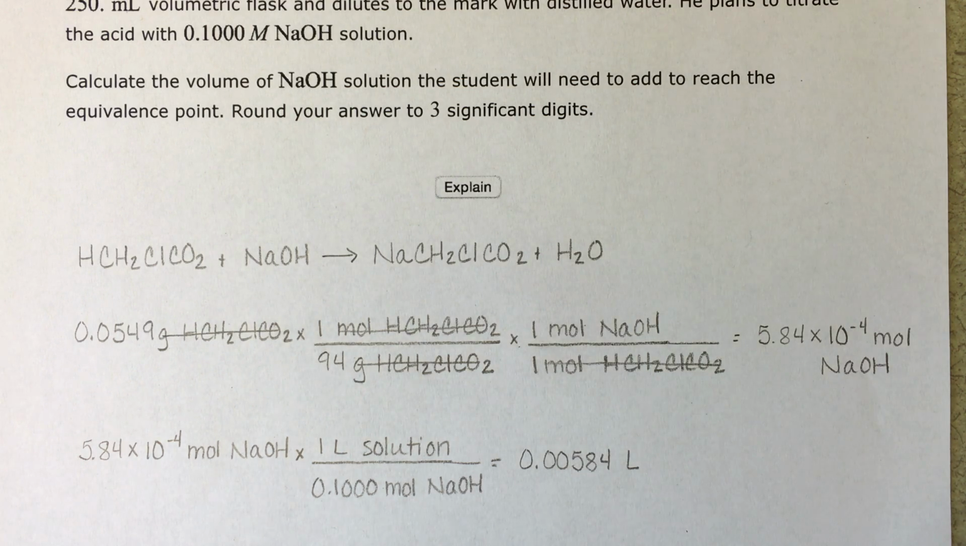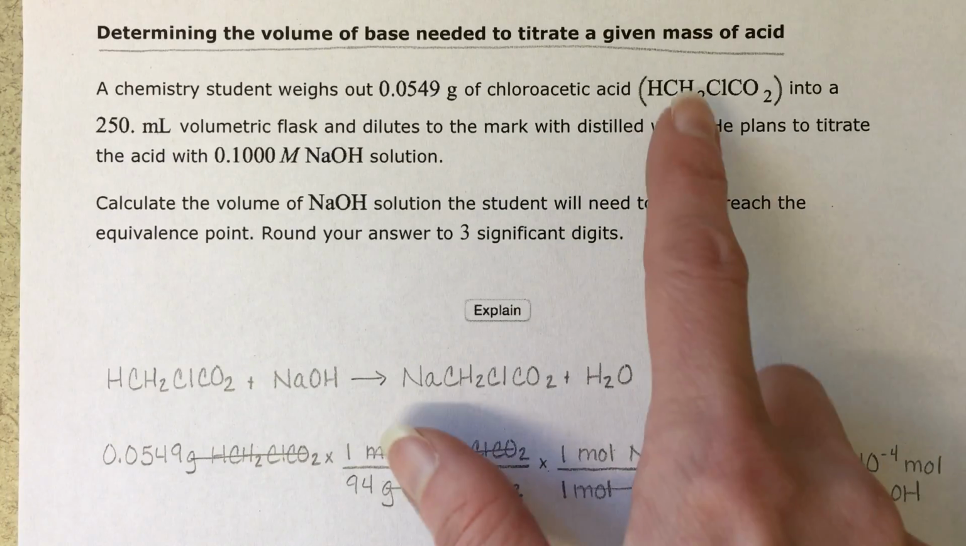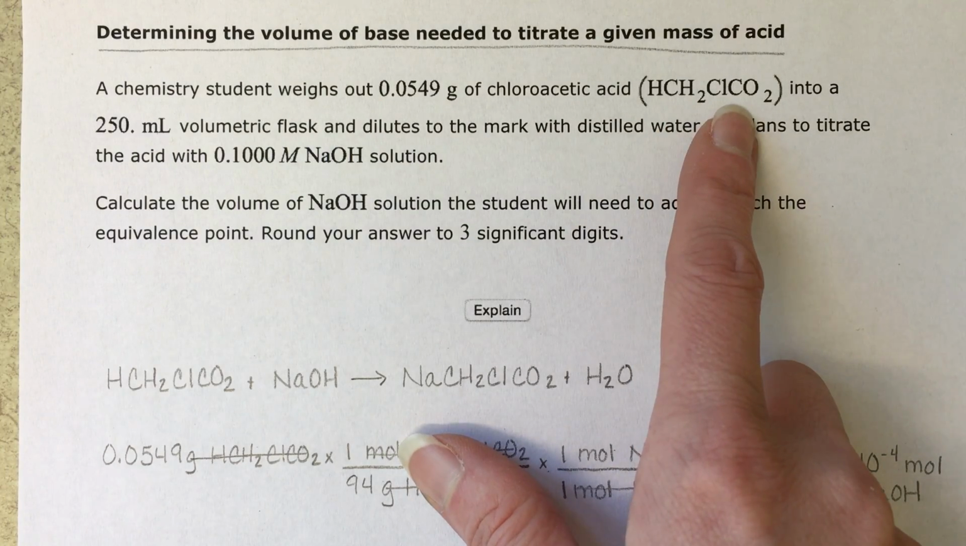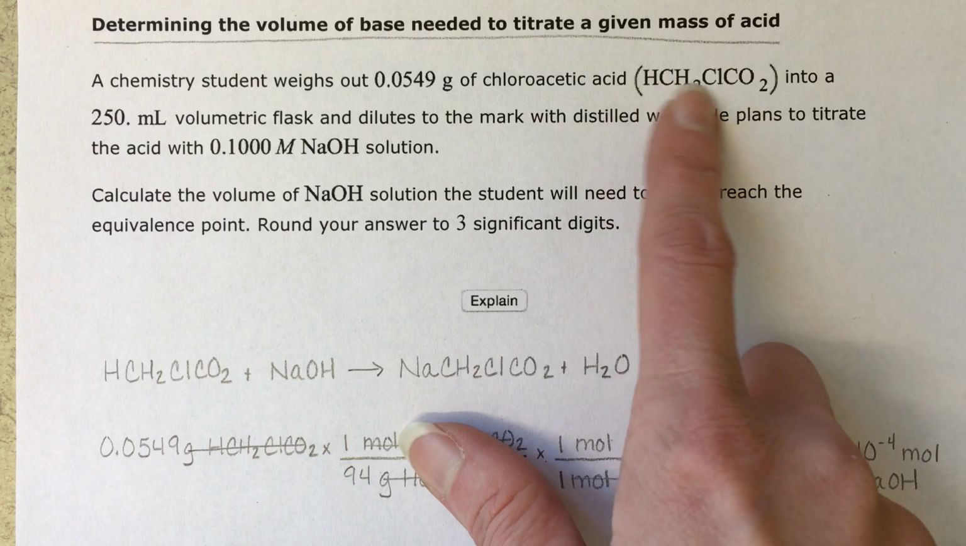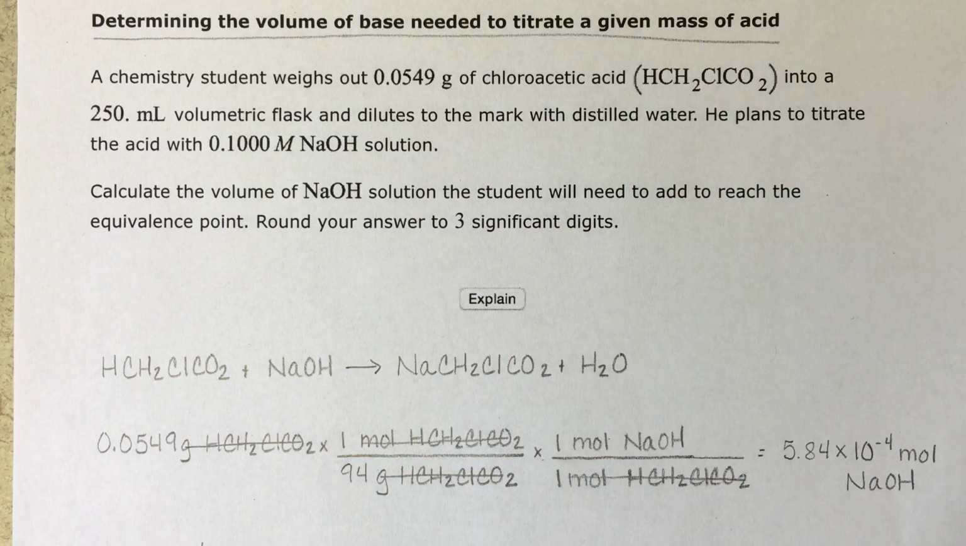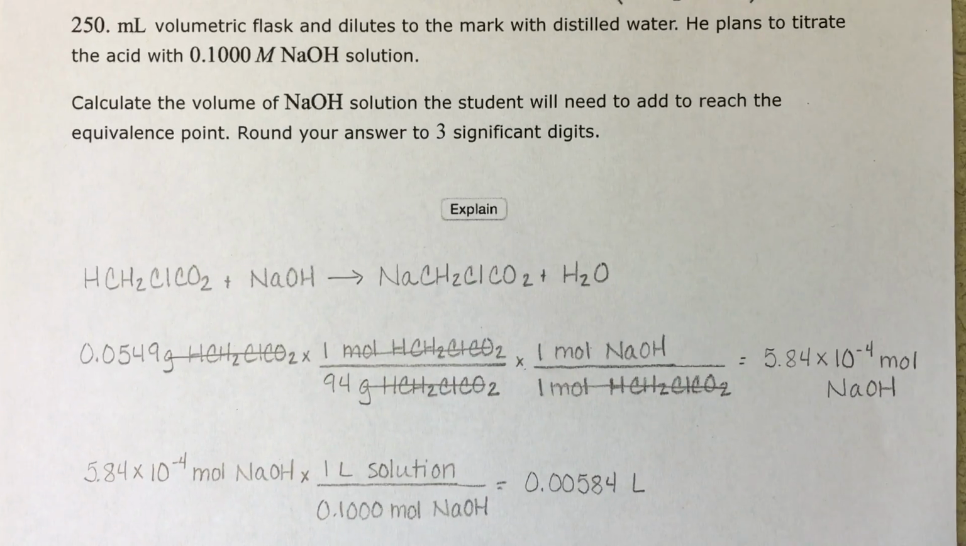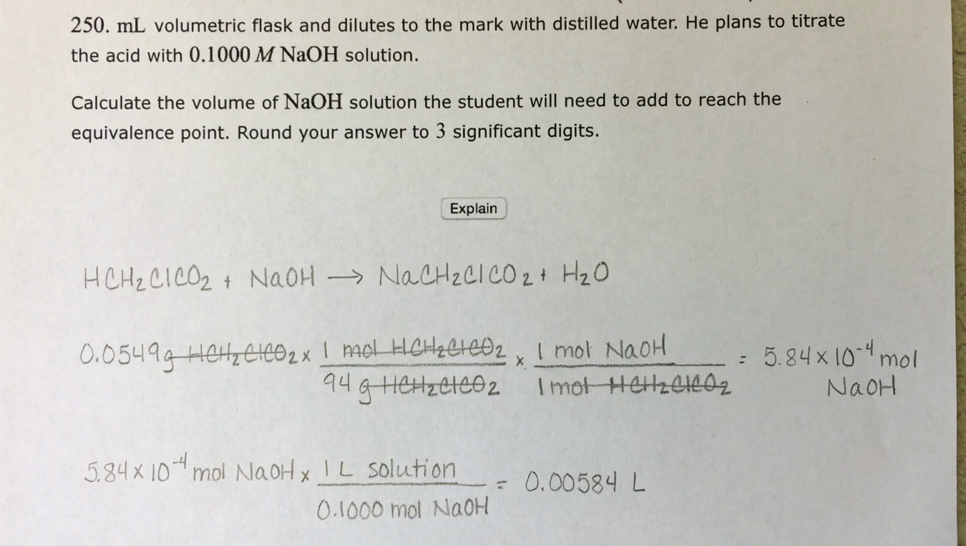And this one is a little bit challenging because chloroacetic acid is a tricky molecule. There's a lot going on in terms of having a lot of atoms, and it's not an acid that we see very often in class. So writing the balanced equation is really the hardest part.